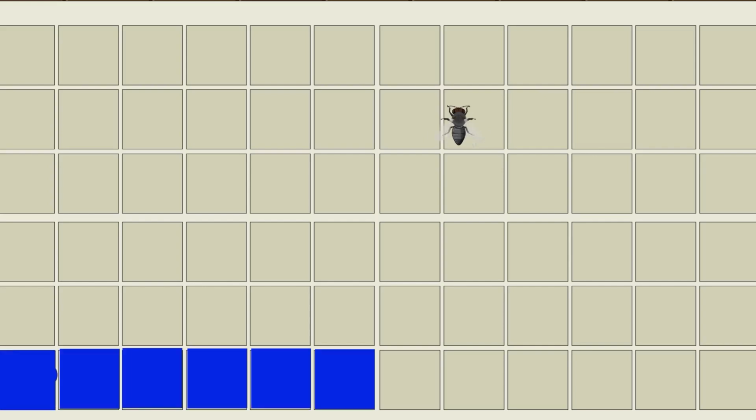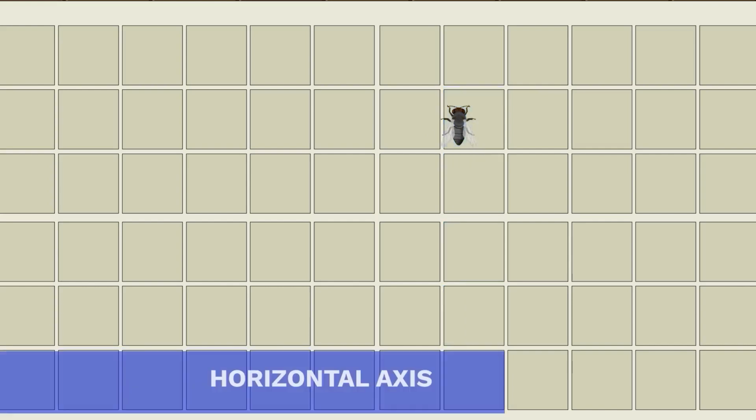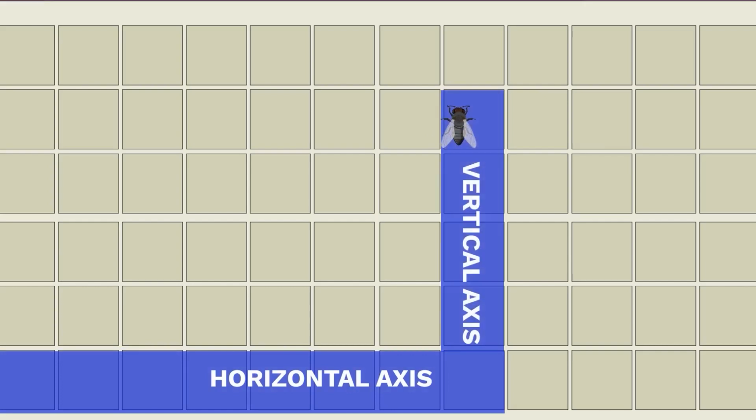He used the square tiles on his ceiling to define the position of the fly. He counted the number of horizontal boxes from the point of reference and then the vertical boxes from there to the fly's position. The horizontal steps became the horizontal axis, and the vertical steps became the vertical axis.